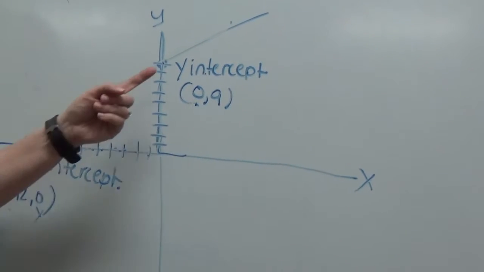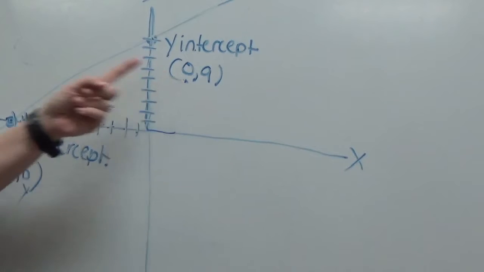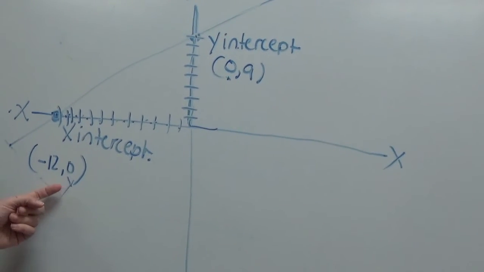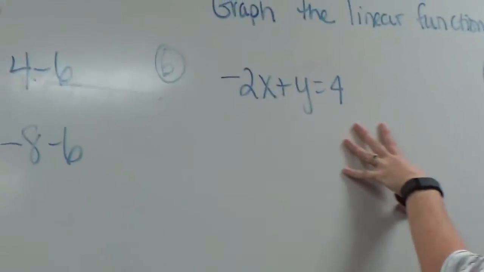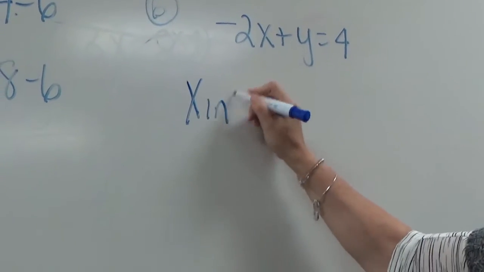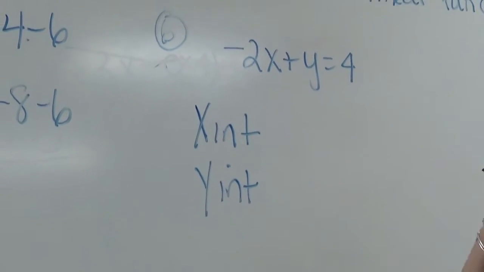So if you want to find where it's going to cross the y-axis, plug in 0 for x. And if you want to find where it's going to cross the x-axis, plug in 0 for y. So let's do that over here. Here's a graph. We have negative 2x plus y equals 4. I want to find the x-intercept and the y-intercept. And I'm just going to abbreviate. I'm not going to write out intercept.